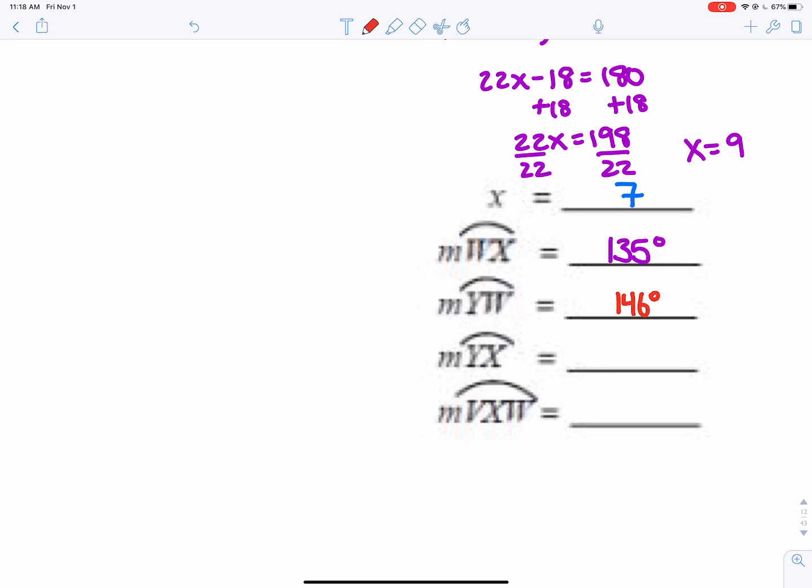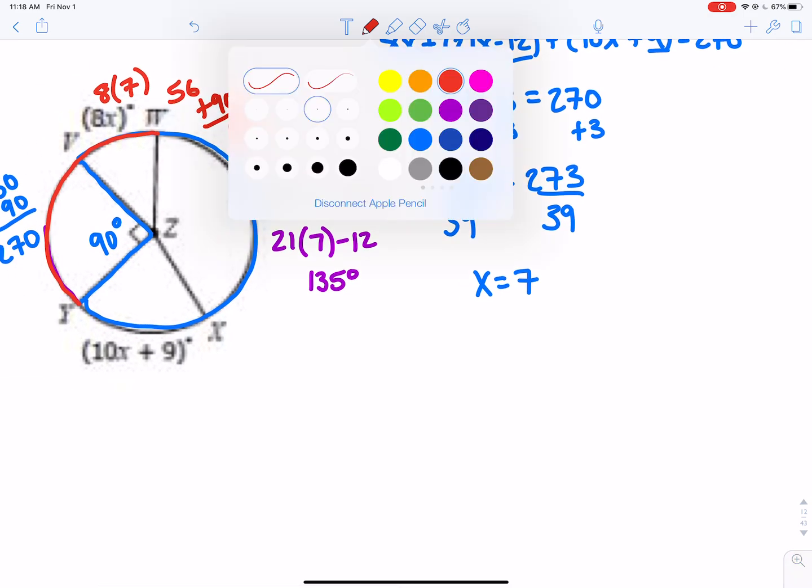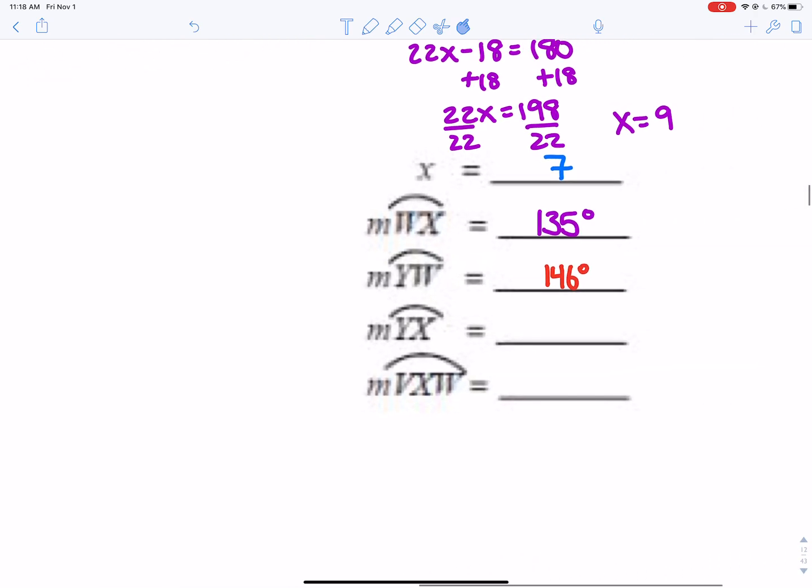Then we need arc YX. Let's see, so we just need to plug in the 7 again. So 10 times 7 plus 9 would be 70 plus 9. So that's just 79 degrees.